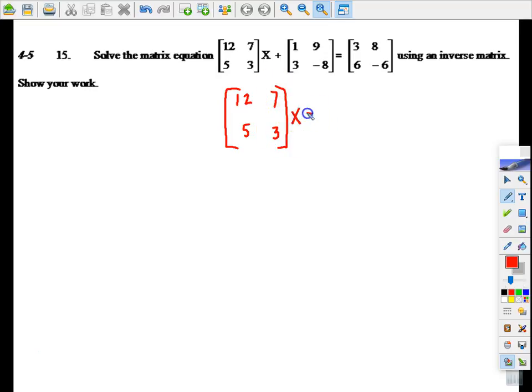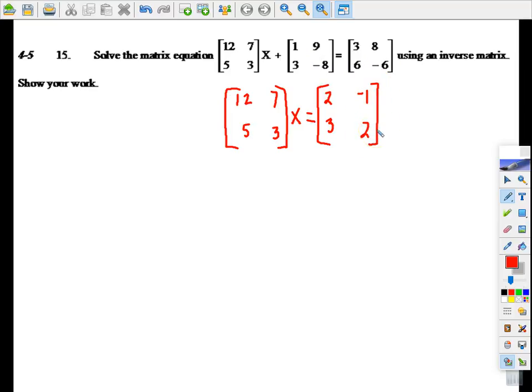Okay, so let's do the subtraction. So we're going to start with this matrix and subtract the left matrix from it. So just match up the elements. 3 minus 1 is 2. 8 minus 9 is -1. 6 minus 3 is 3. And -6 minus -8, be careful here, -6 minus -8 is +2.